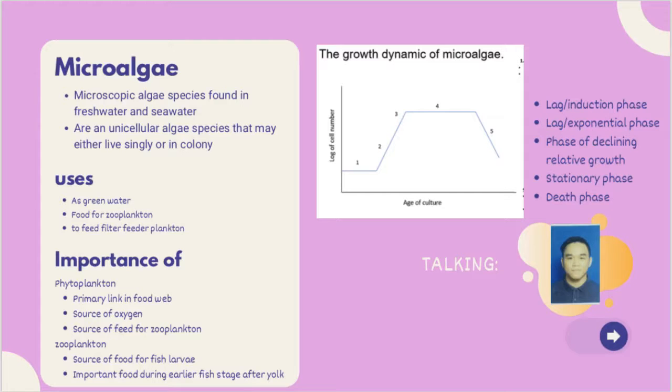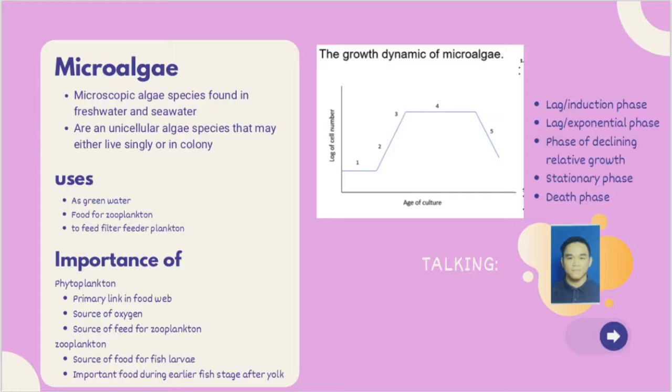Microalgae. Microalgae is actually a very tiny, microscopic algae species found in freshwater and seawater. They are unicellular algae species that may either live singly or in colony. The purpose? They act as green water, which is actually a food for zooplankton.